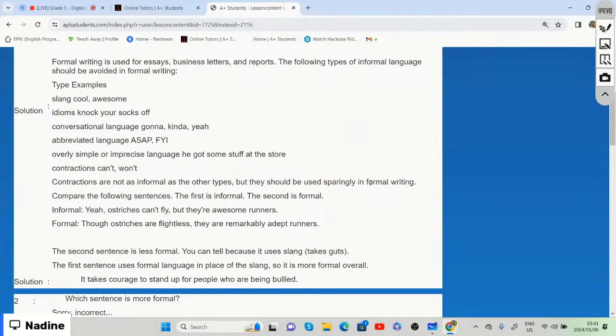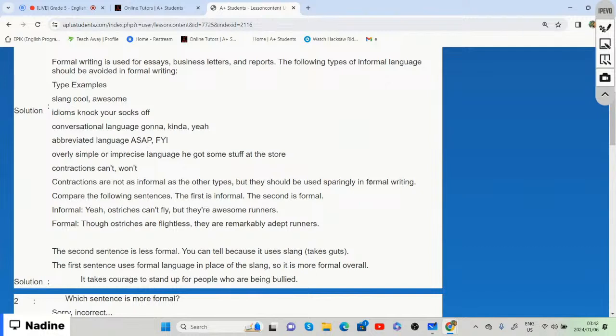Slang, right? You cannot use words like cool, awesome, sharp. You can't say words like that when you are writing anything that is formal, like an essay, business letter, or report. You cannot be using idioms like knock you off your shoes, right? We don't use idioms. Idioms are more for informal text, informal language, when you are writing a friendly letter to a friend or family. Conversational language. Like if you speak to your friends and you say, I'm gonna go to the mall later. I kind of feel a bit sick, so I think I'm gonna stay at home.